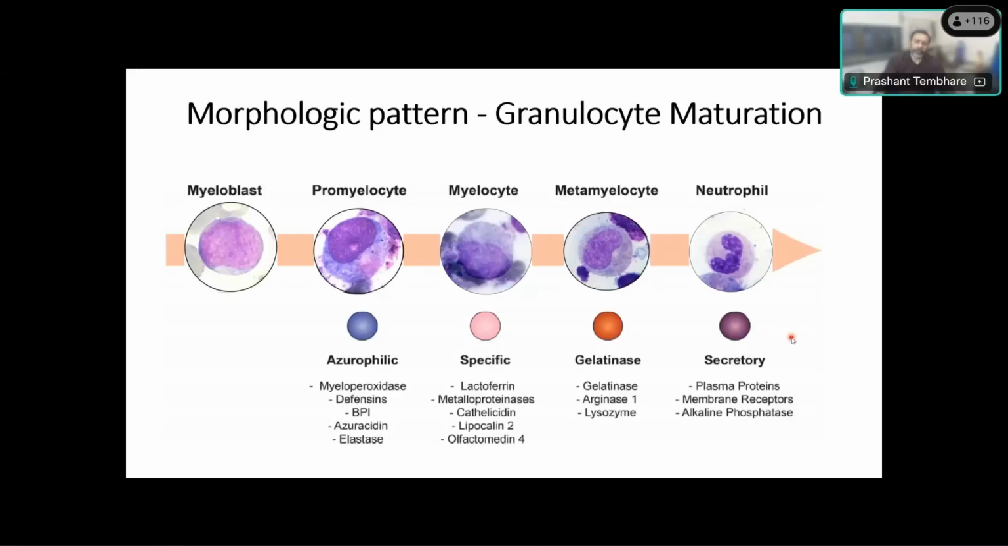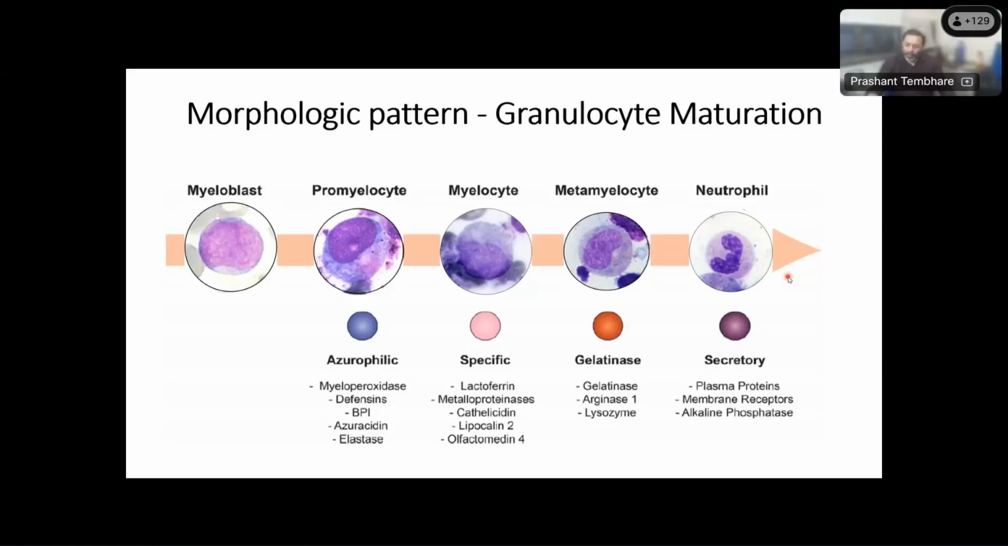Now, this maturation pattern can also be studied in alternate ways. When we look at the morphology, we look at nucleus, cytoplasm, color of nucleus, then presence of nucleoli, chromatin, whether it is fine chromatin or condensed chromatin, presence of granules, shape of nucleus, amount of cytoplasm. So these are the different things we look at when we study the maturation pattern under the microscope with Romanowsky stains like Leishman or Wright stain.